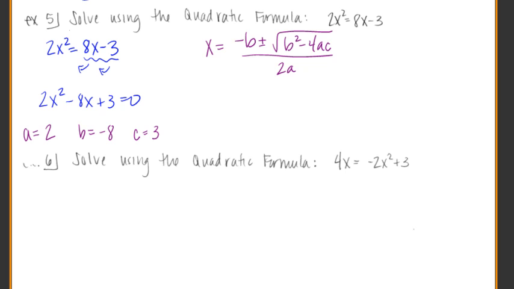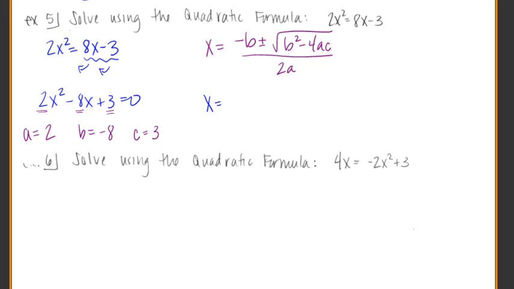Okay, very, very important. Again, I'm going to reiterate. A is not 2x squared. A is just the 2. It's just the number attached to the front. It's all about just the coefficients. It's as simple as that. Okay, so now we're going to take 2, negative 8, and 3 and plug them in accordingly.